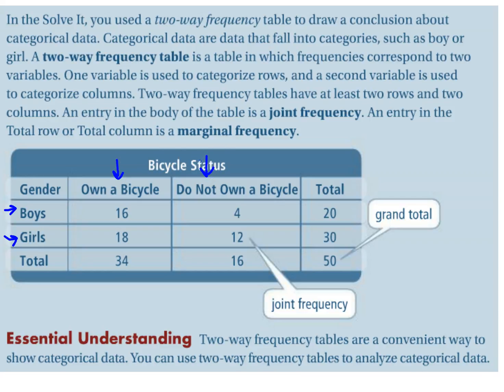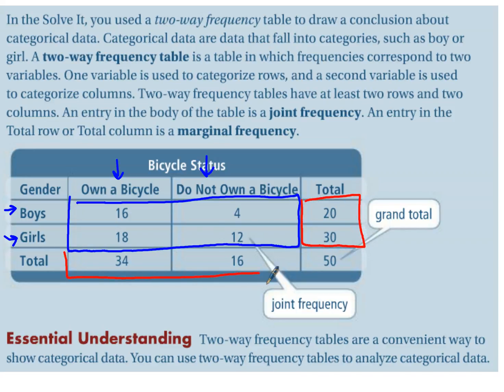Two-way frequency tables have at least two rows and two columns. An entry in the body of the table is a joint frequency. These are joint frequencies. An entry in the margins is a marginal frequency. These are your marginal frequencies. In the lower right-hand corner will be the grand total.